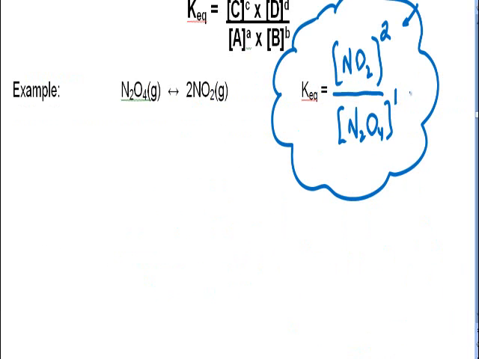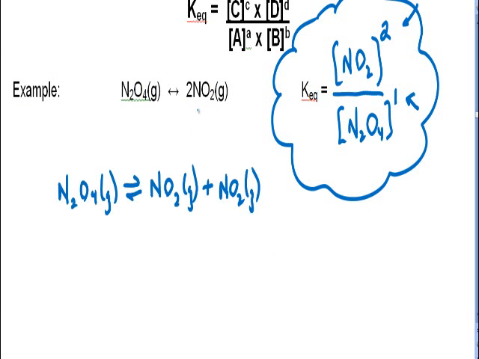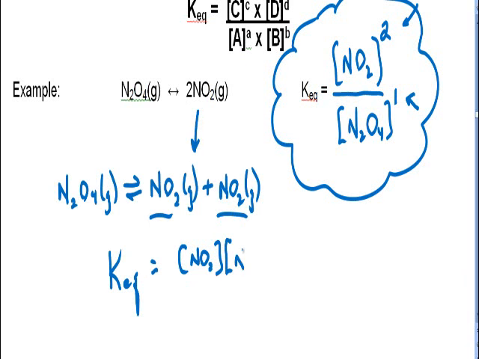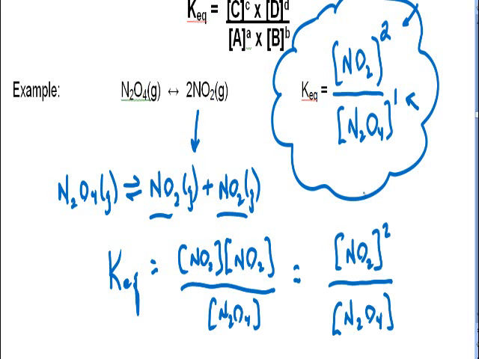Now the exponents being a square or a cube or a single is not something that's just random, but rather comes from the actual balanced equation. We could rewrite this balanced equation where 2NO2 is the same thing as NO2 plus NO2. If we were to now write our equilibrium constant expression, it would be the concentration of NO2 for one of the chemicals times the concentration of the other chemical, NO2, divided by N2O4. Mathematically, this is the same as writing NO2 with a square, which comes from the 2 in the balanced equation.